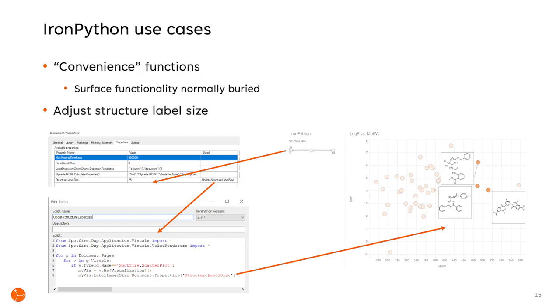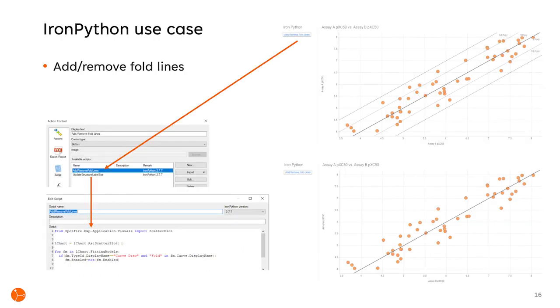Very simple piece of code, very simple to do. Users love it. It's just a kind of convenience sign of Borland, but that's been really popular. So again, fold line. That works in a slightly different way. So instead of a slider, we've got a button. So whenever you press a button, it just executes an IronPython script. Again, very simple piece of IronPython.